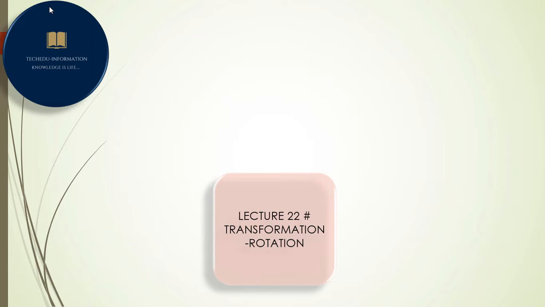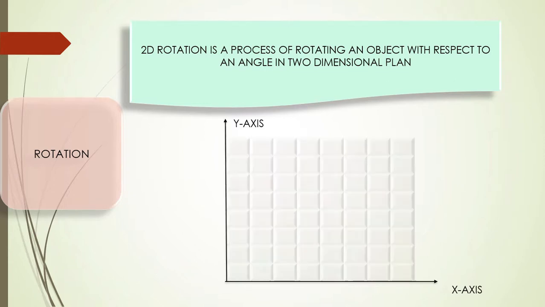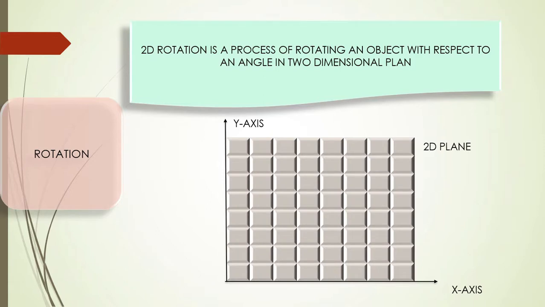In this video we are going to learn 2D transformation, from which we will see 2D rotation. Let us begin with the definition of rotation. 2D rotation is a process of rotating an object with respect to an angle in a two-dimensional plane. Suppose this is the x-axis and this is the y-axis, and they create a plane which is called a 2D plane. By considering a particular object which will rotate with a particular angle, that is 90 degrees clockwise, this is nothing but 2D rotation.